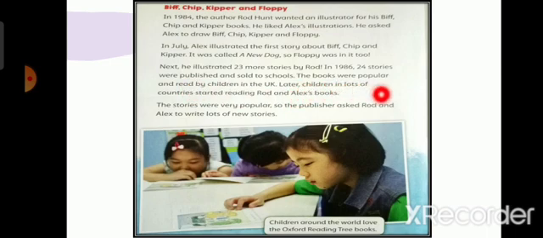The books were popular and read by children in the UK. Later, children in lots of countries started reading Rod and Alex's books. The stories were very popular, so the publisher asked Rod and Alex to write lots of new stories. Children around the world loved the Oxford Reading Tree books.